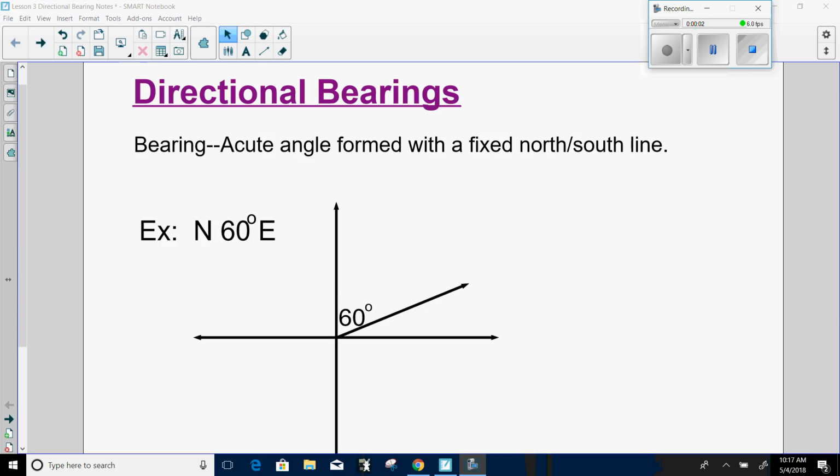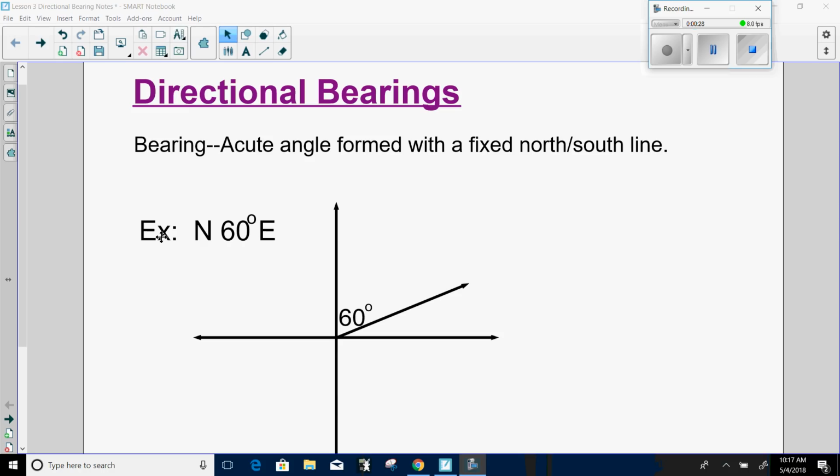Today's lesson is going to be about directional bearings. Unlike all the other triangles that we've studied throughout the semester, directional bearings, when you draw them and use them, you're going to draw all your triangles off of a north-south line because we're going to be using cardinal directions: north, south, east, west. So that's what it's saying here. Bearings: acute angle formed with a fixed north-south line.